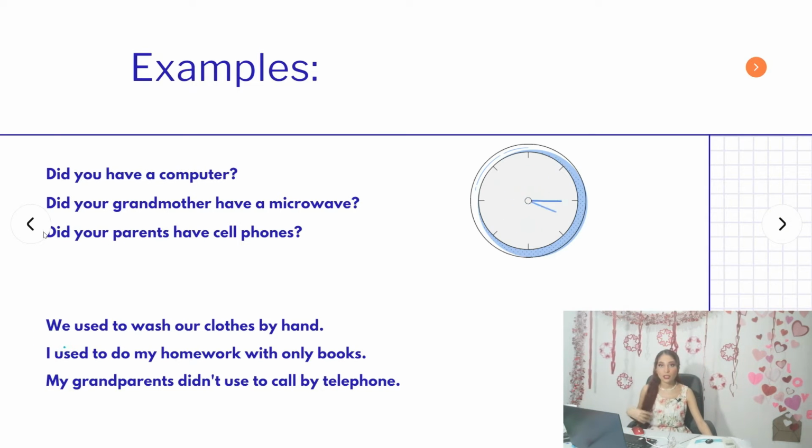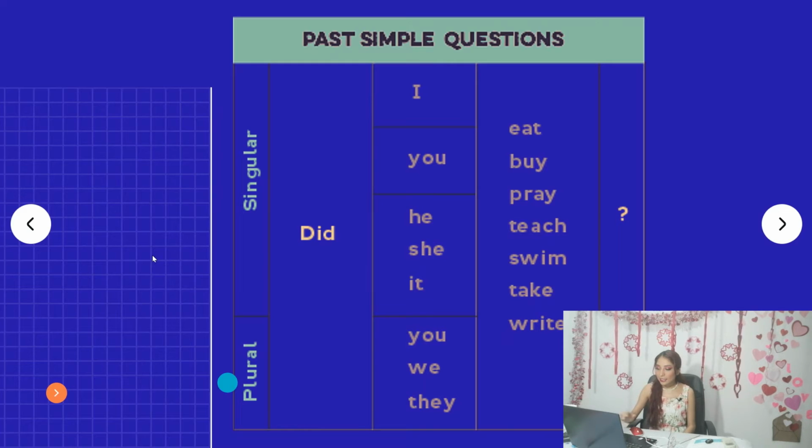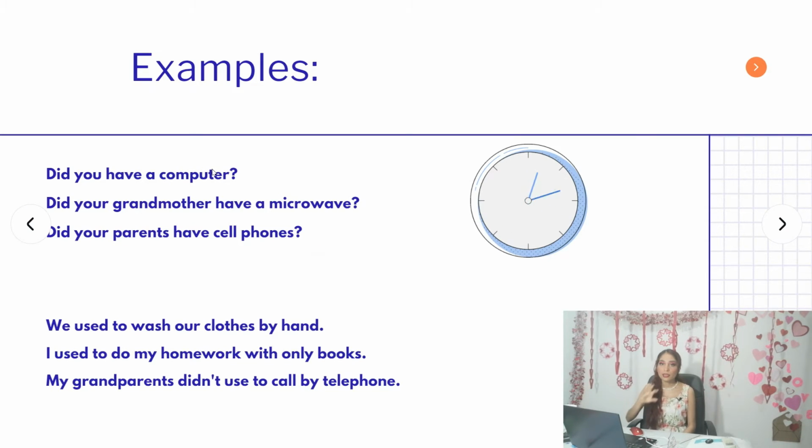So then we have, my grandparents didn't used to call by phone. Okay, so this is different. What happens if we have a negative sentence with used to? My grandparents, this is the subject, and then we have didn't used to call by phone. Didn't, okay, you remember it's the same as did in the question. Did not, esto significa did not, used to call by phone.